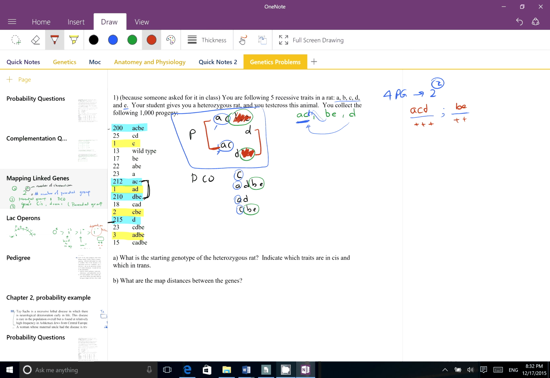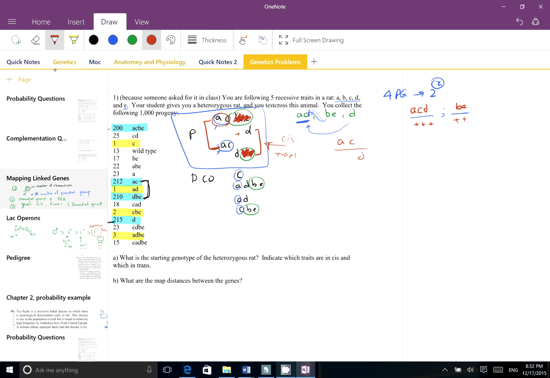In order to figure out the order, first I need to figure out which ones are in cis and which ones are in trans. Okay, so AC are in cis of each other and D is in trans. So I know that A and C are together and I know D is the one on the bottom. So I use the parental group to figure out my cis and trans, remember the steps? And now I'm gonna use my double crossover to figure out the order.